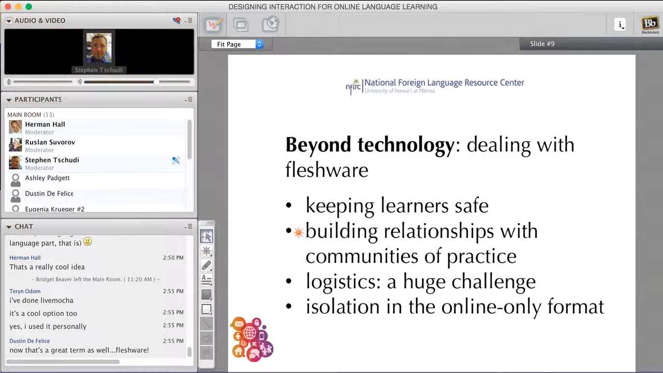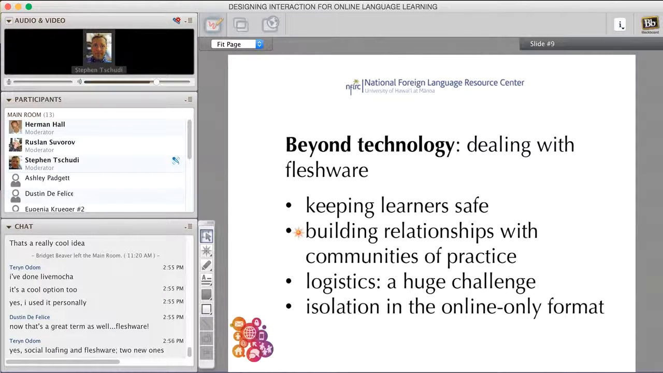But one really, really important point is building relationships with communities of practice. As a busy teacher and a teacher who is physically remote from the learners that you're teaching, I think it's a real challenge to develop a relationship with a community of practice that you can bring into your teaching and learning situation. Now, at the college level, many of us think of telecollaboration in terms of finding a class overseas that wants to do an exchange with your class. But from a logistical standpoint, it's a real challenge.